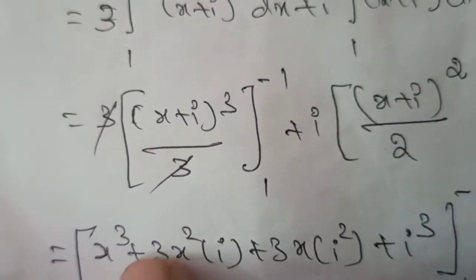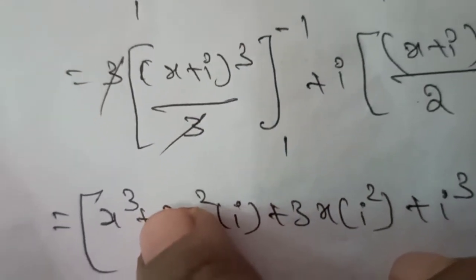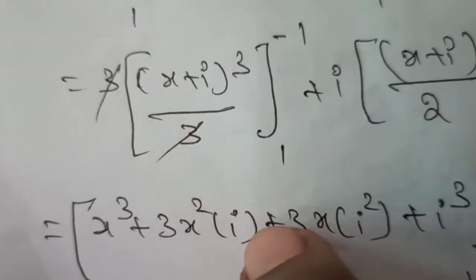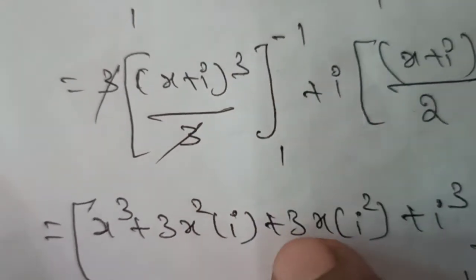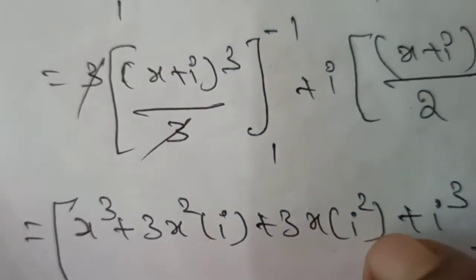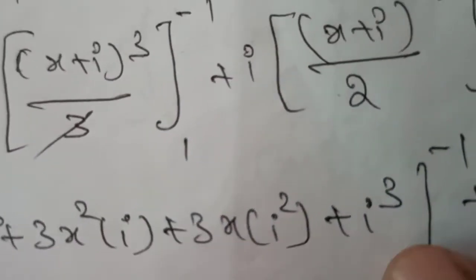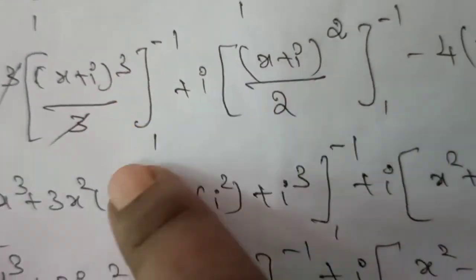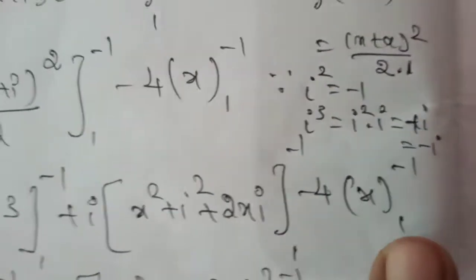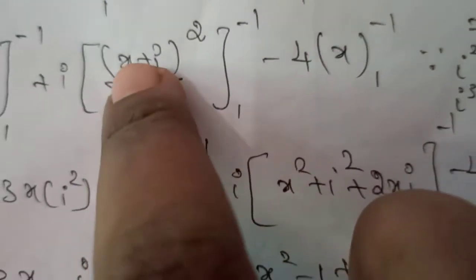So using this formula, (x plus i) the whole cube can be written as a cube, where the a value is x and the b value is i. That is a cube, which is x cube, plus 3a square b, that is 3x square into i, plus 3ab square, that is 3 into x into i square, plus b cube, that is i cube. Okay, so (x plus i) the whole cube can be written using this formula, and then substitute the limits 1 to minus 1. Then take the limits 1 to minus 1, plus i into, you take the second term.